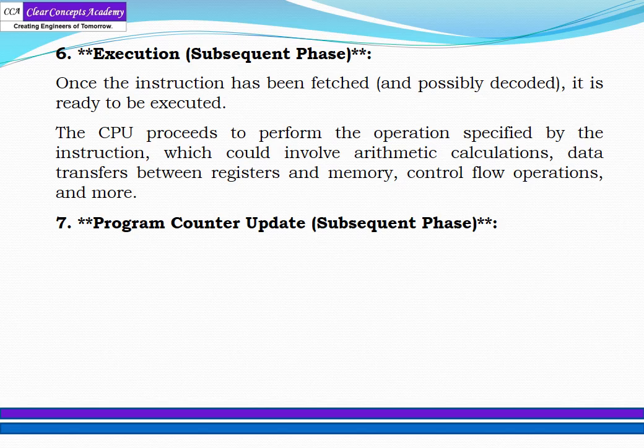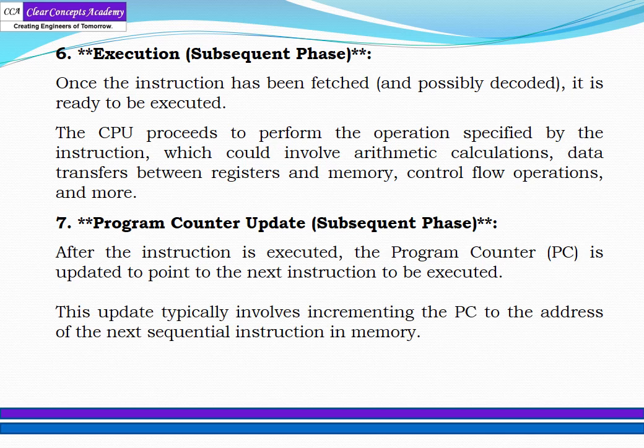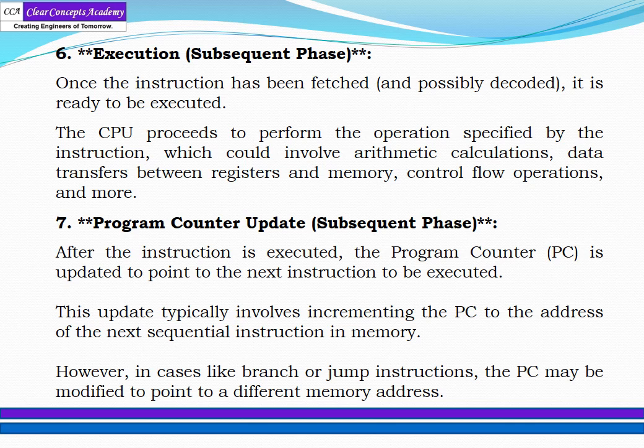Program counter update, the subsequent phase. After the instruction is fully executed, the program counter (PC) is updated to point to the next instruction to be executed. This update typically involves incrementing the program counter to the address of the next sequential instruction in memory. However, in cases like branch or jump instructions, the program counter may be modified to point to a different memory address. Normally, the program counter will be ready to get the next instruction.